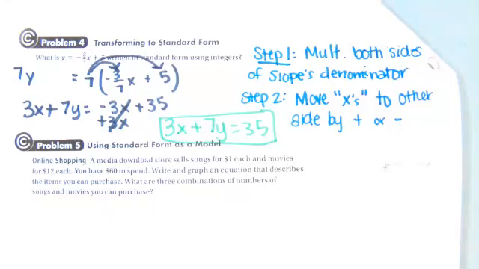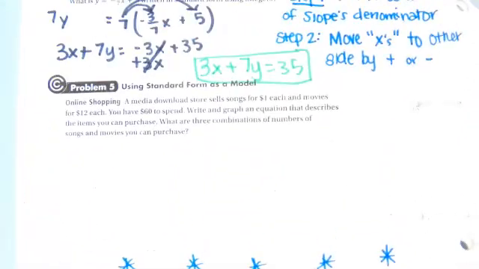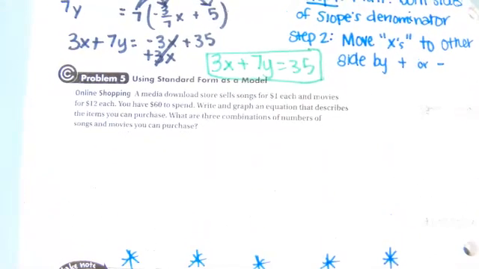Okay. Last but not least is our problem 5. Now, I did, just so you know, copy this for you. I just starred everything. And I'll talk about that in a second. But all right, last is a story problem. A media download store sells songs for $1 each and movies for $12 each. You have $60 to spend. Write and graph an equation that describes the items you can purchase. What are the combinations of songs and movies you can purchase?